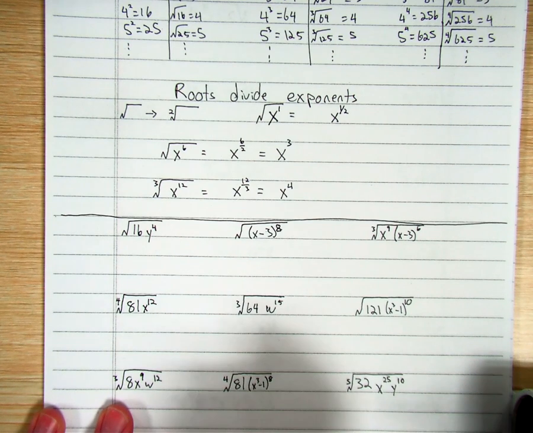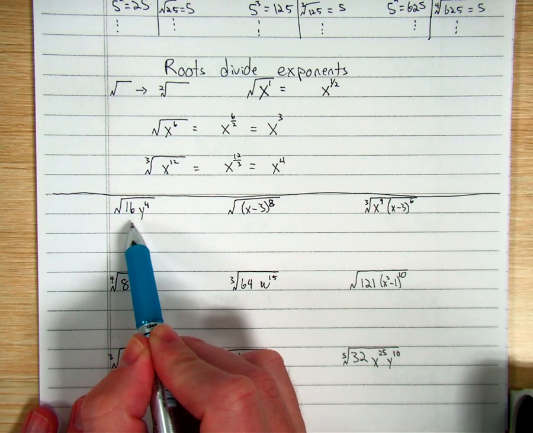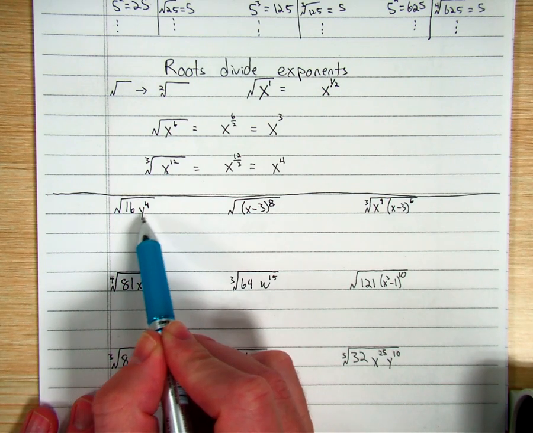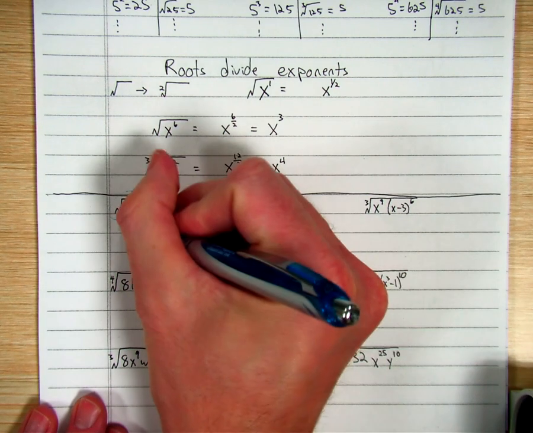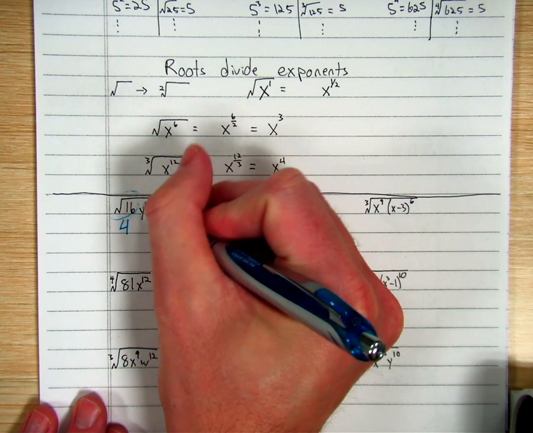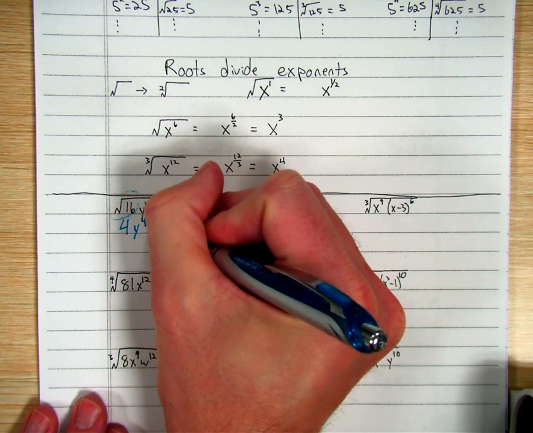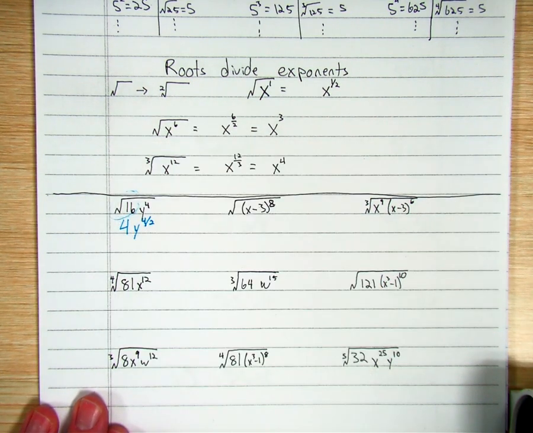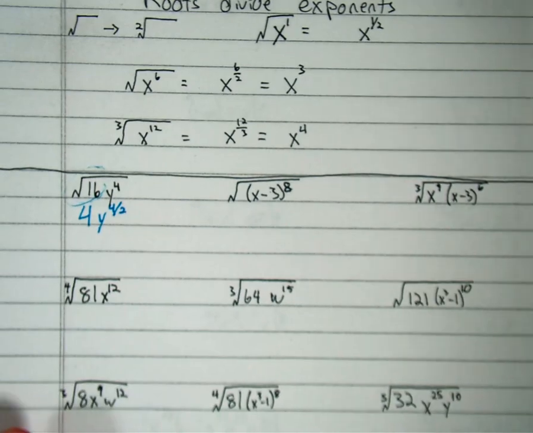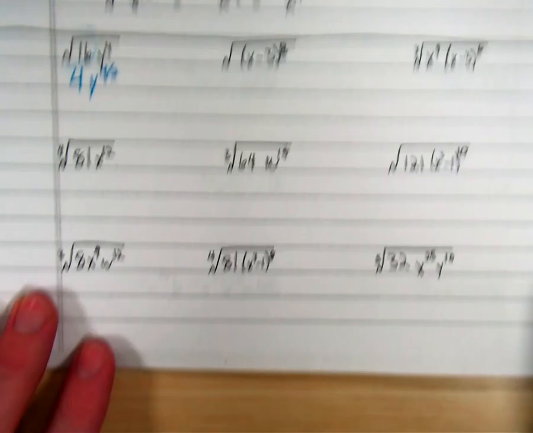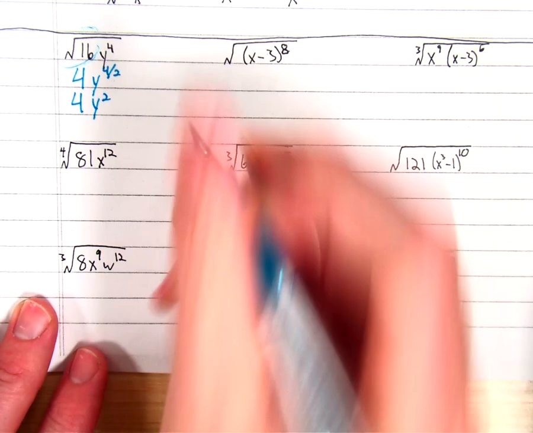Okay, some example problems. If we're going to do the square root of 16y to the 4th, we're actually going to do the numbers first. The square root of 16 is 4. Now the power one, we have y to the 4th, and we're doing a square root. So I'm going to divide that by 2. And then the 4th power divided by 2, we'll have 4y squared.